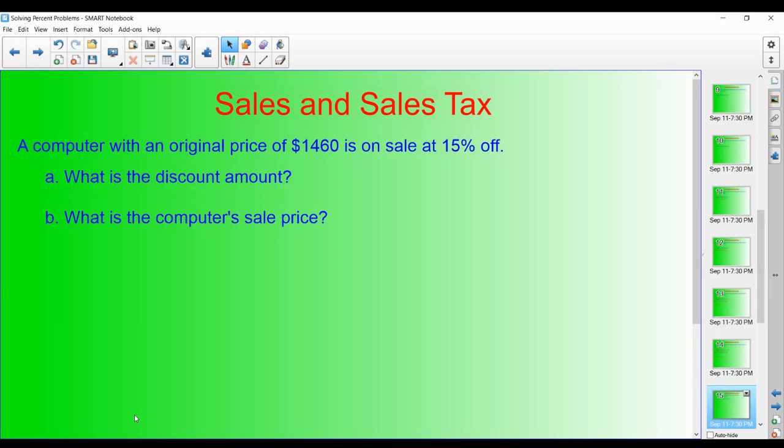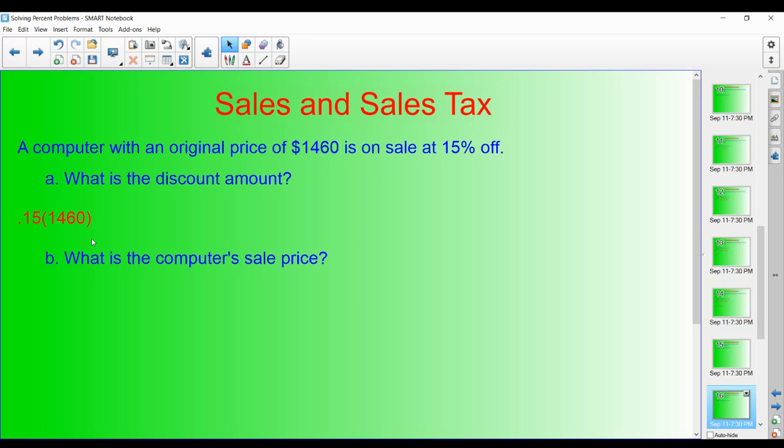Now the same is going to be applied to discounts. So I can start with a computer for $1,460 and take 15% off. So I can find 15% of 1460 and get that the discount is 219. I can then subtract it from the original price to get the new sale price. So my 1460 minus 219 gets 1241.